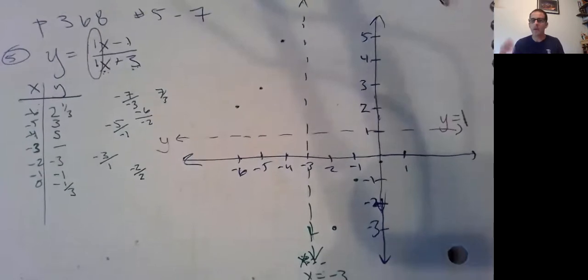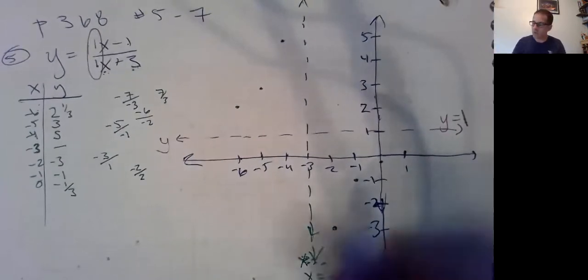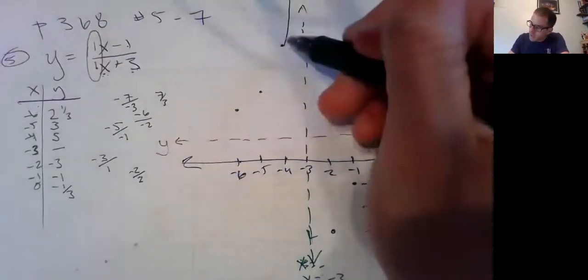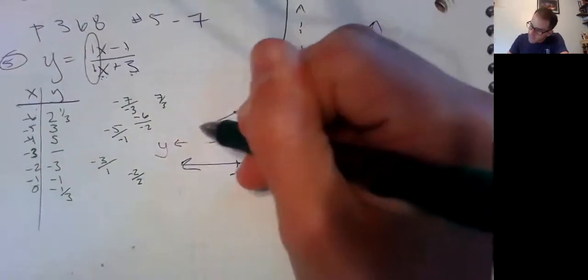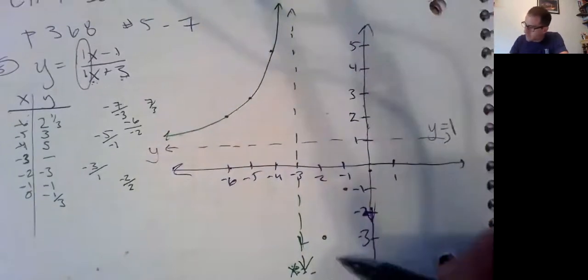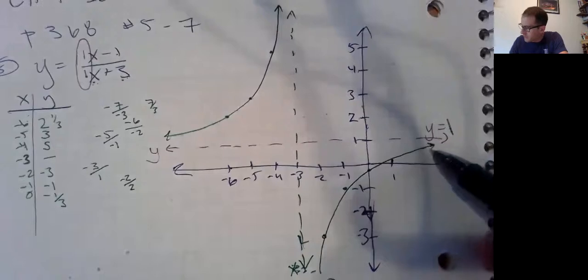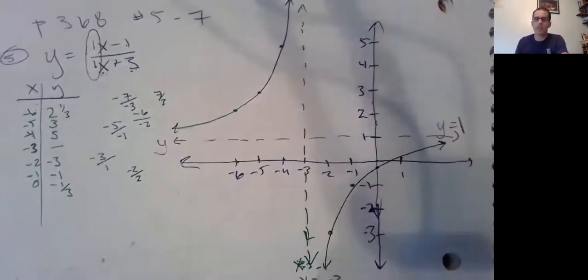All right, now that we know our horizontal asymptote, and we already know our vertical asymptote, we can connect the dots. No touching, no crossing.